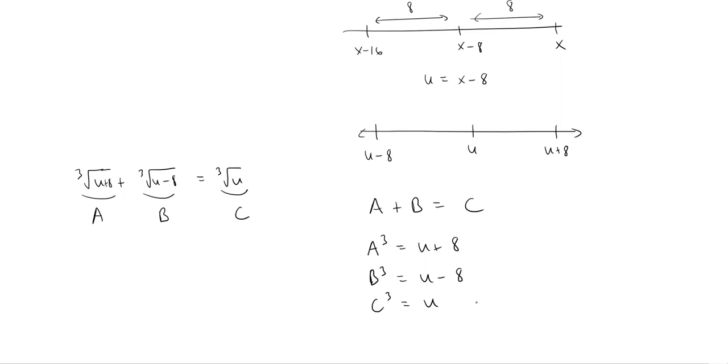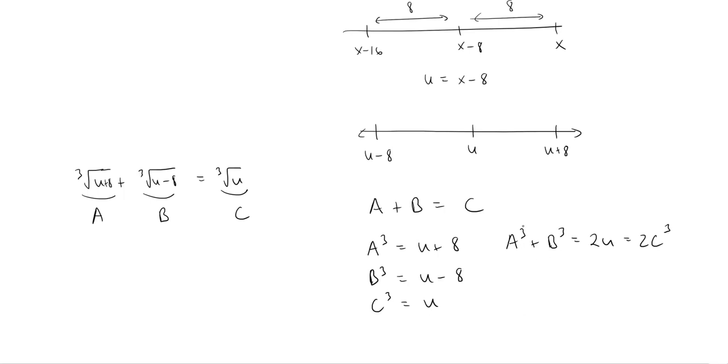And looking at it this way, I see already some patterns emerging. For example, if I add A cubed and B cubed together, the 8 and the negative 8 are going to go away. Right? So A cubed plus B cubed is going to equal 2u, and then the 8 and the minus 8 go away. And 2u, wait a second, that's just 2 times C cubed. All right, so I immediately have a nice relation.